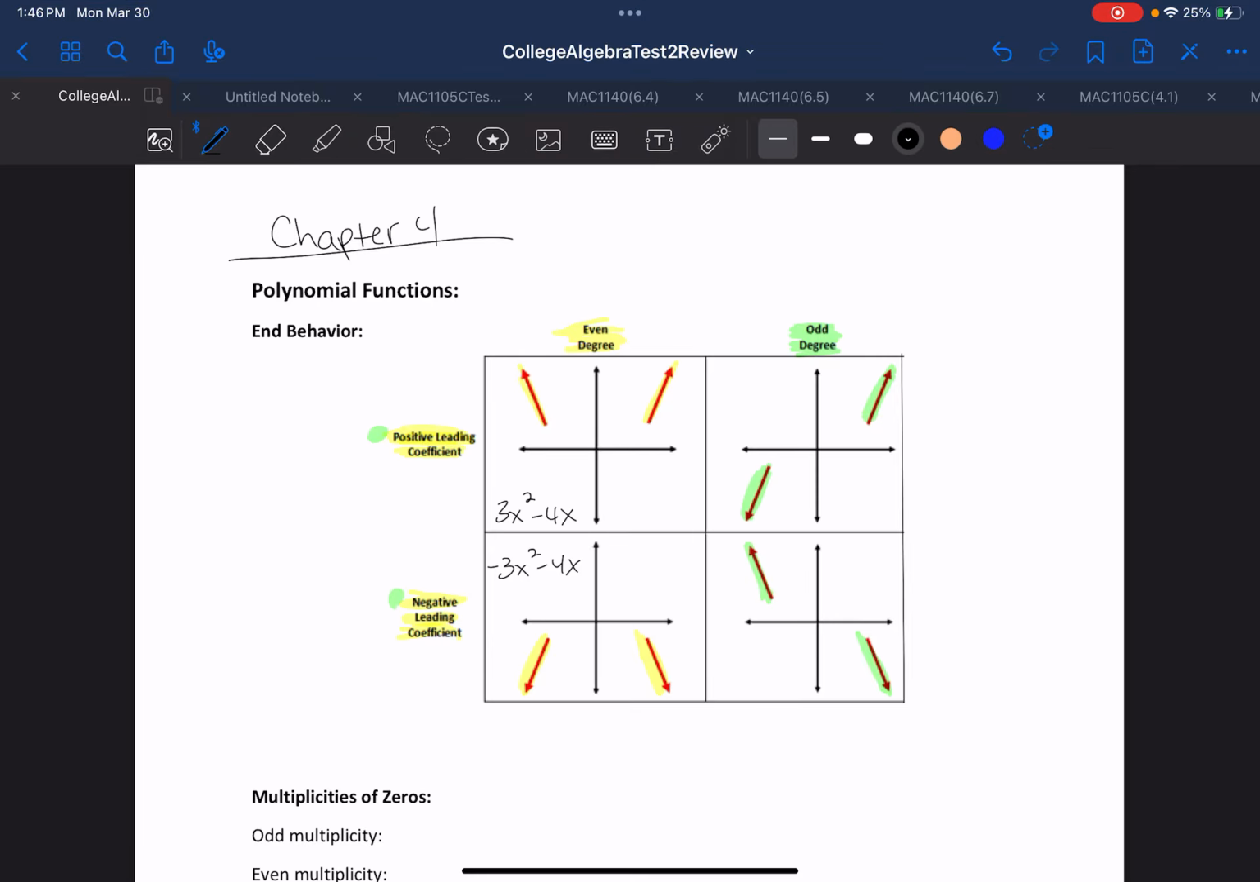So an example of this would be 5x cubed plus 5. And this one would be -5x cubed plus 5. Those are just little examples.